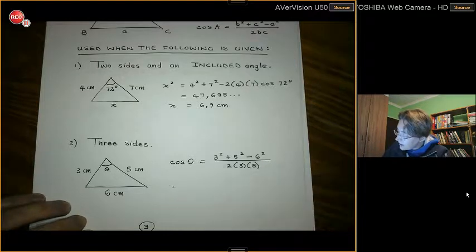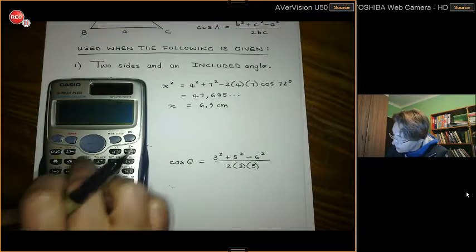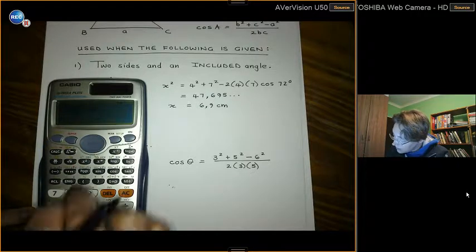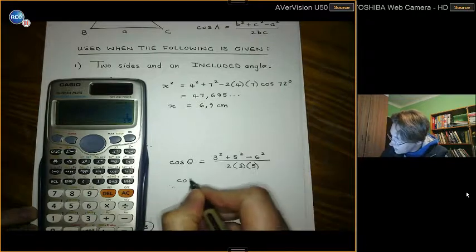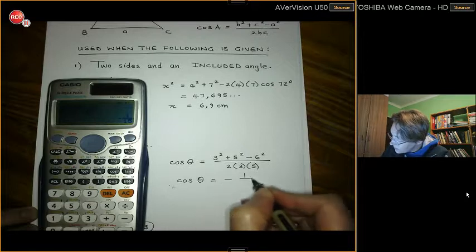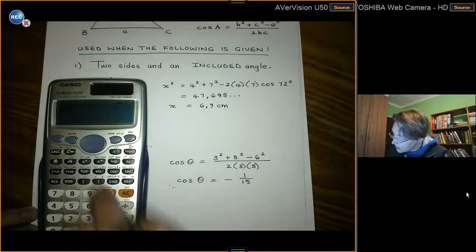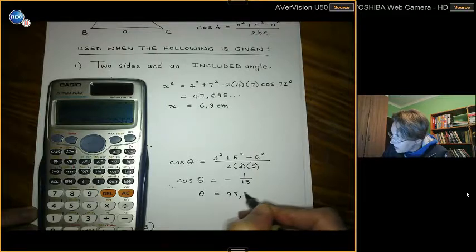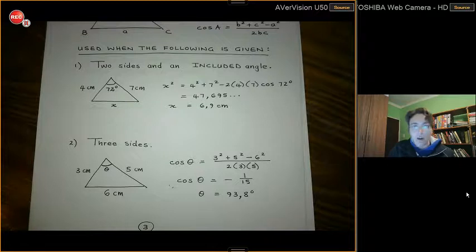And then again, I can go and work this out. So it's going to be 3 squared plus 5 squared minus 6 squared over 2 times 3 times 5. There you go. And that's going to mean that the cos of theta is equal to negative 1 over 15. And then I can go shift inverse of cos of that answer, and I end up with theta being equal to 93,8 degrees, correct to 1 decimal place. So pretty easy and straightforward. Fortunately, this diagram isn't very accurate, but hopefully you get the idea.